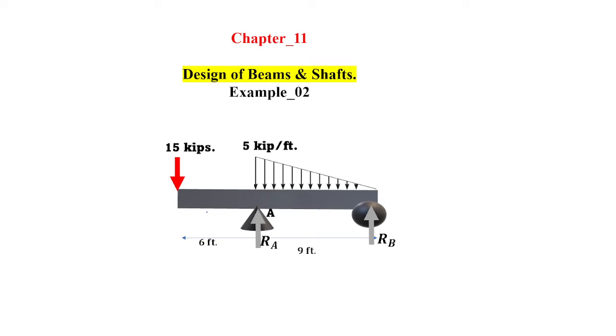Chapter 11, Design of Beams and Shaft, example number 2. In this example, we have a concentrated load applied on a two simple support beam like the figure below, and a distributed load varying from 0 to 5 kilopound per feet on the other side of the structure.